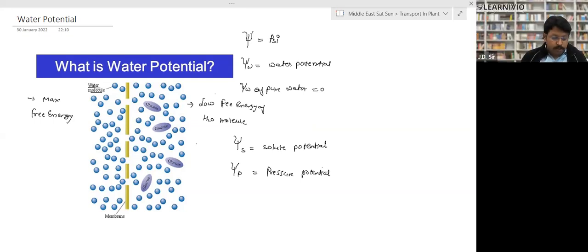Put the heading water potential. Chemical potential of pure water at normal temperature and pressure is 0.